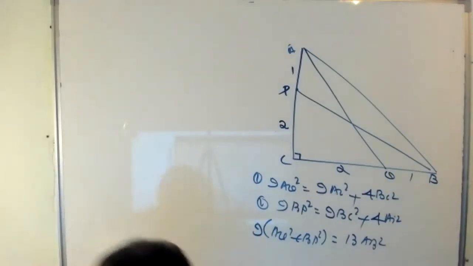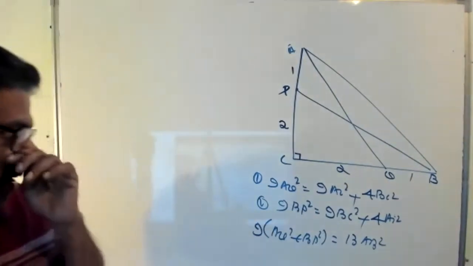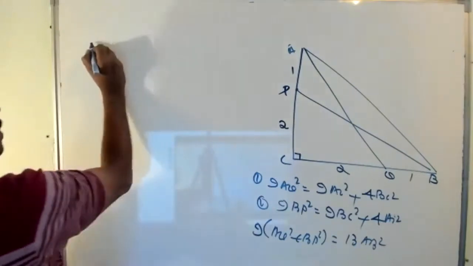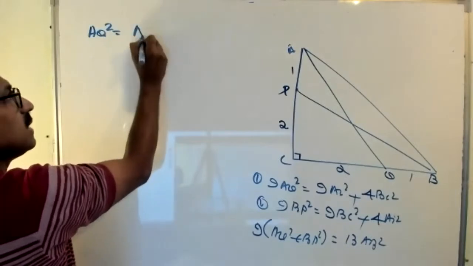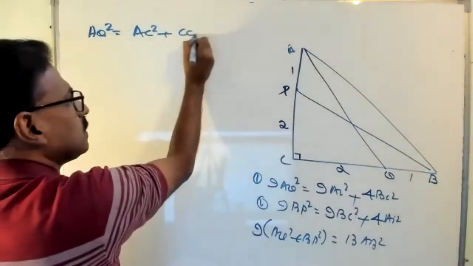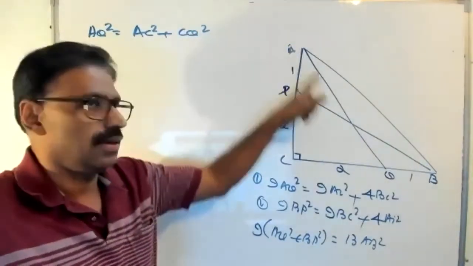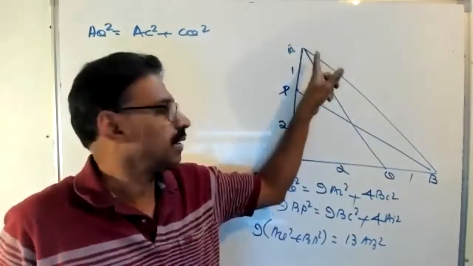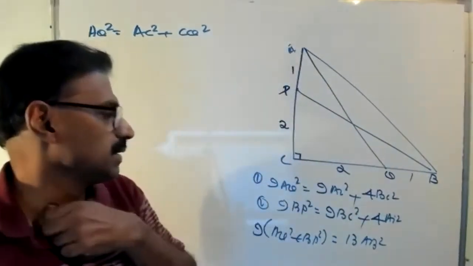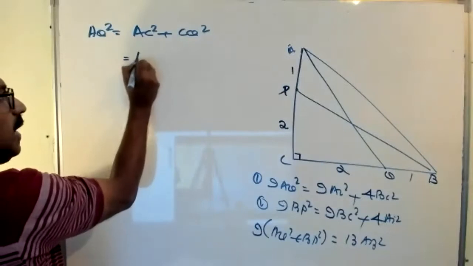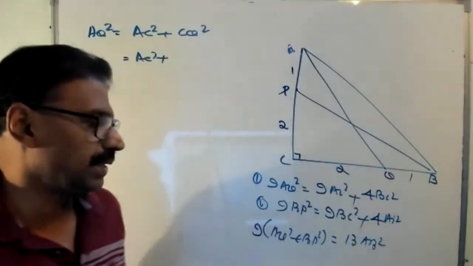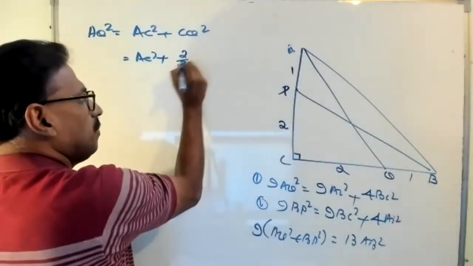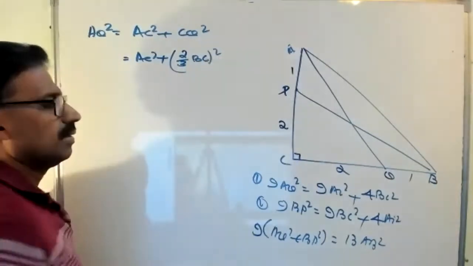Okay, listen here. If not getting, look at this. In triangle, AQ square equal to AC square plus CQ square, right? That is AC square plus CQ, and this is 2:1. So CQ is 2/3 BC, all square. Are you agree or not?